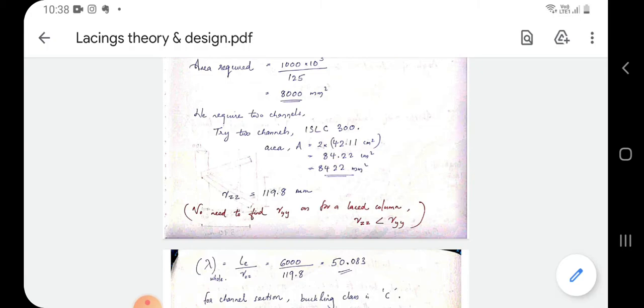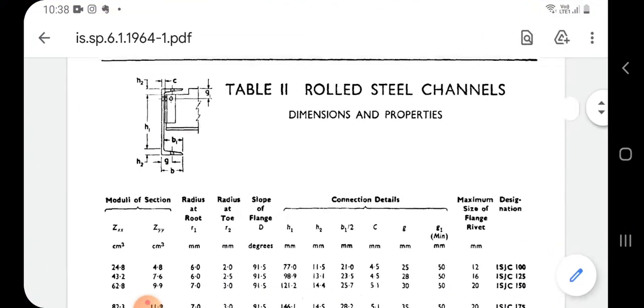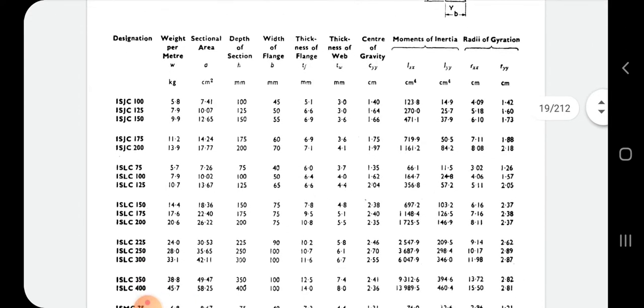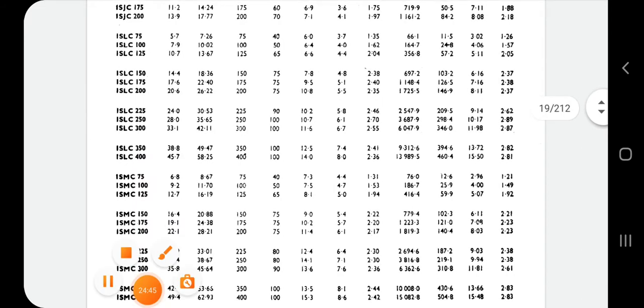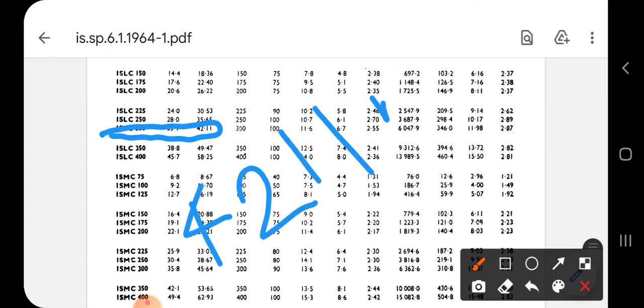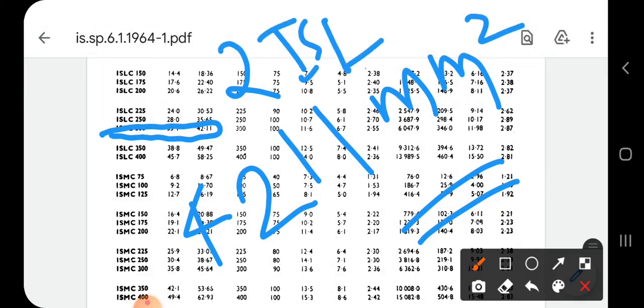So we have to find two channel sections whose total area will be more than 8000. So check on SP6 and we can find a section whose area is almost half of 8000 or nearby 4000, and we found that ISLC 300 is having an area of 4211. Here it is given in centimeter square, that is 42.11 centimeter square. Okay, so this area is okay for us, and give two ISLC sections. ISLC means Indian Standard Lightweight Channels.